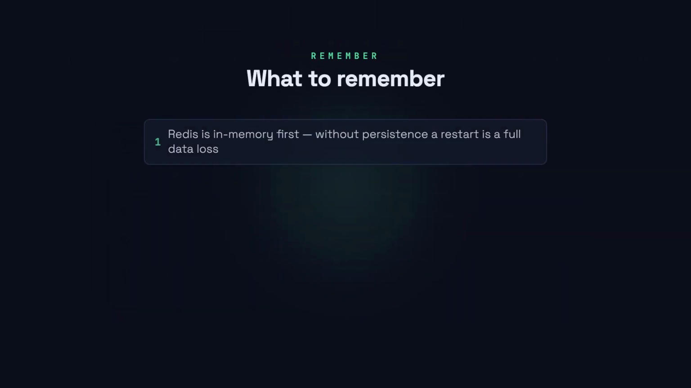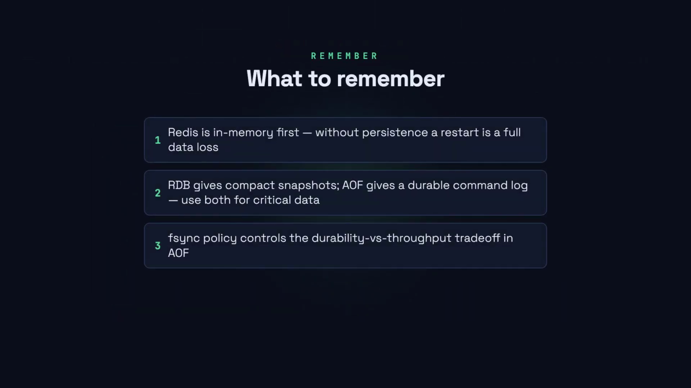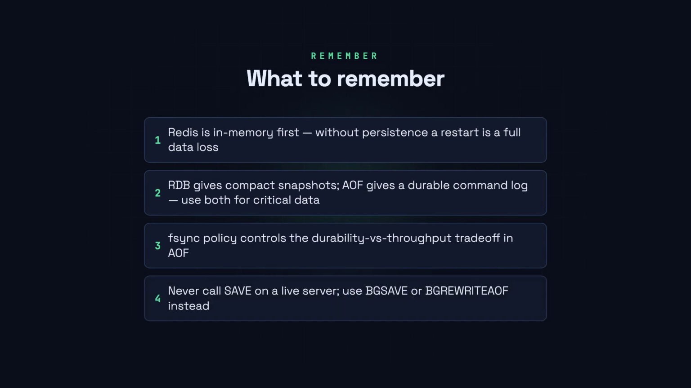Redis trades durability for speed by default, so always choose persistence deliberately. For anything that matters, combine RDB and AOF, pick an fsync policy you can live with, and never block the server with a synchronous save.